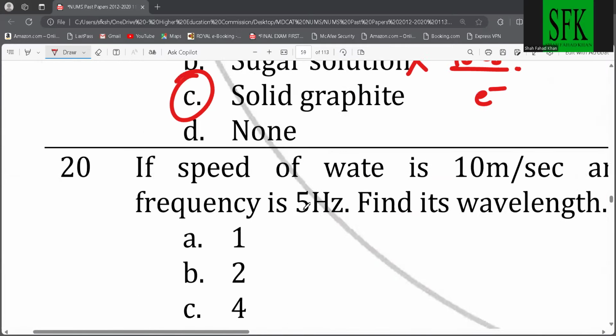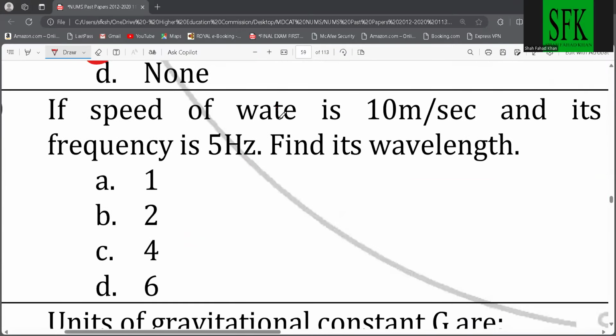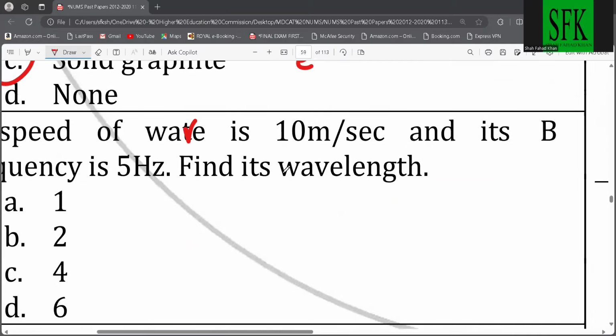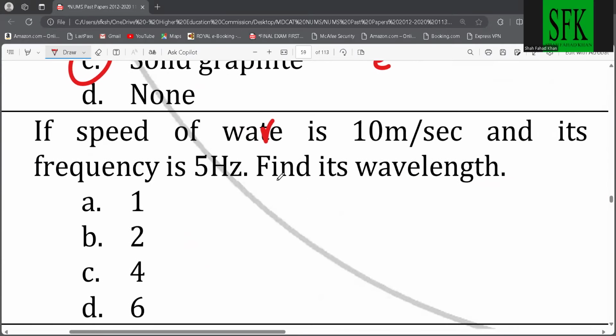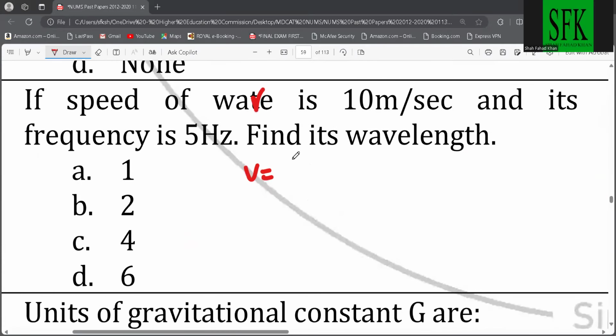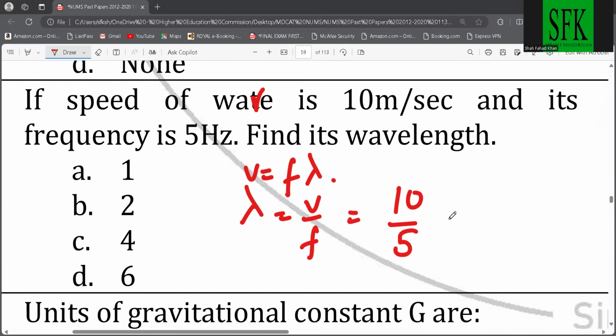Then 20. If the speed of a wave is 10 meters per second, and its frequency is 5 hertz, find the wavelength. So just use the formula V equals F lambda. Lambda equals V over F. So 10 over 5 is 2.